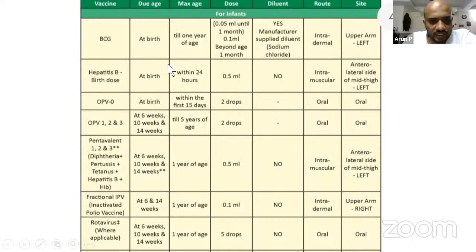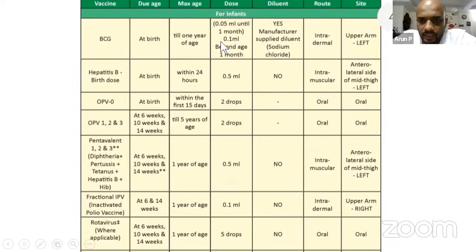Now, what are all the vaccines which are given at birth? At birth, you give 3 important vaccines: BCG, hepatitis B birth dose, and OPV 0 dose. BCG stands for Bacillus Calmette-Guerin. It is given at birth. The strain used for preparing this vaccine is Danish 1331 strain. The dose is 0.05 ml up to 1 month, and above 1 month it is 0.1 ml. Remember, it can be given up to 1 year of age.